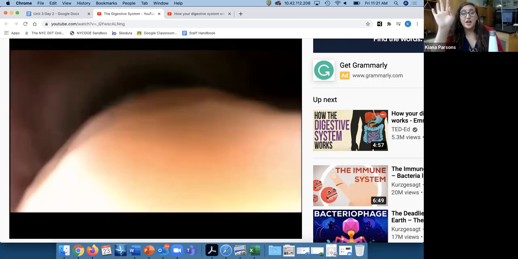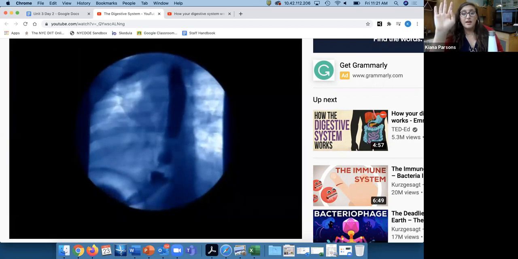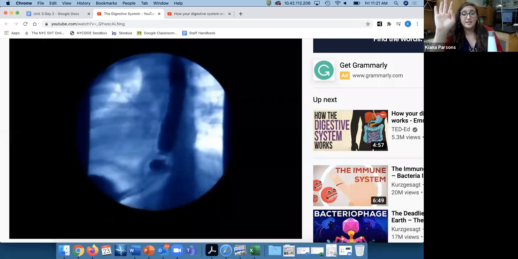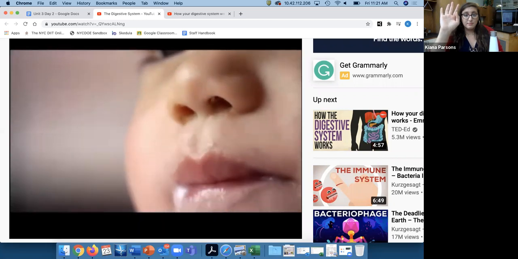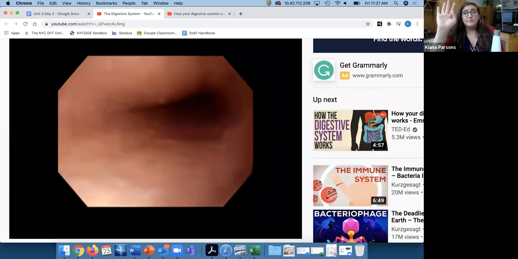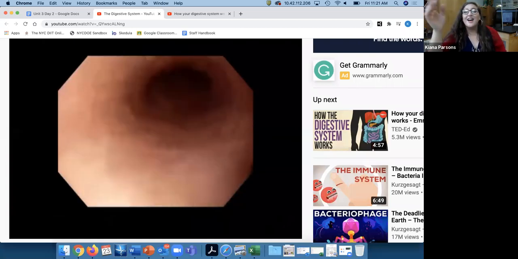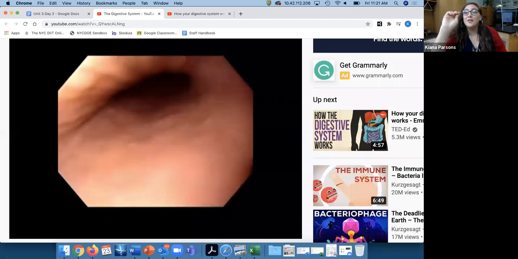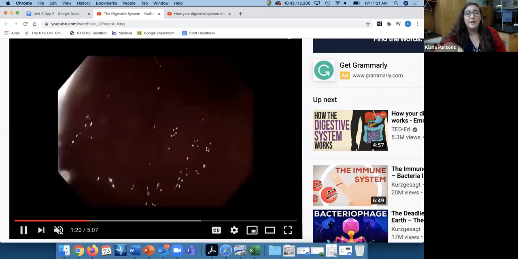Sorry, I just was distracted by this, but you can see the baby swallowing the yogurt. And now it's making its way down the esophagus. And if you ever have any digestive illnesses, they might send a scope down your throat. That's called endoscopy, and that's the video footage that we're watching right now.